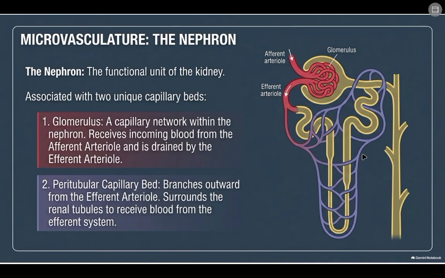The first thing you have to know about the nephron is that it is the functional unit of the kidney, and we have two capillaries in the nephron. We have the glomerulus and we have the peritubular capillary bed. The main thing you have to know about the glomerulus is that it is a capillary found in the Bowman's capsule, and it is supplied by the afferent arterioles and drained by the efferent arterioles. So you have the peritubular capillary bed. The main thing you have to know is that it is supplied by the efferent arterioles.